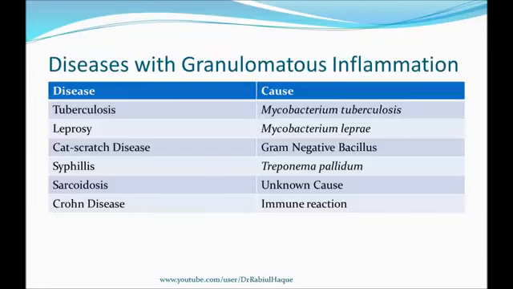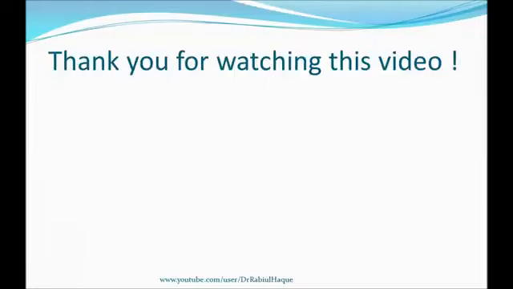So we will finish today's video with a table showing diseases caused by granulomatous inflammation. So in this table we can see tuberculosis, leprosy, cat-scratch disease, syphilis, sarcoidosis, Crohn's disease, etc., and their causative agents. So this concludes today's video on chronic inflammation.